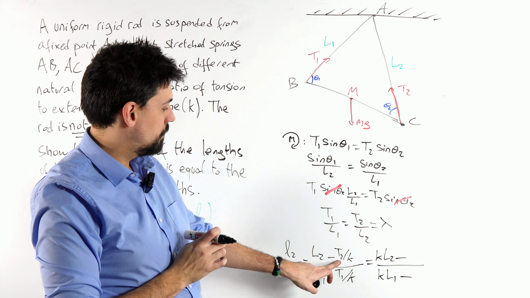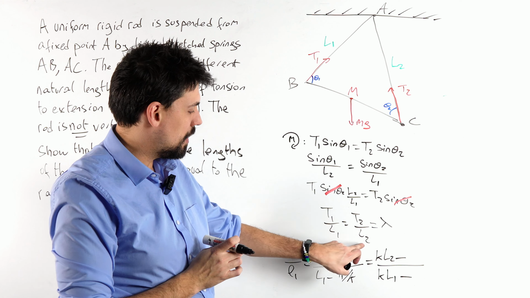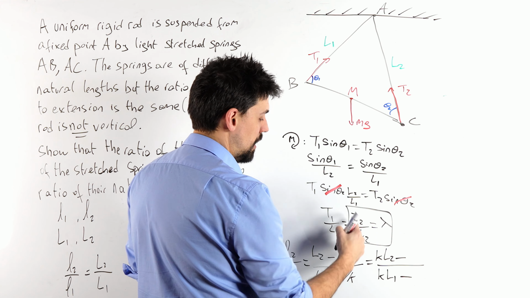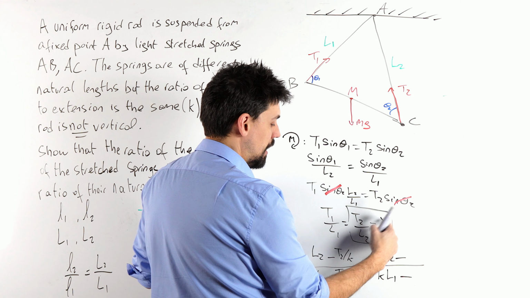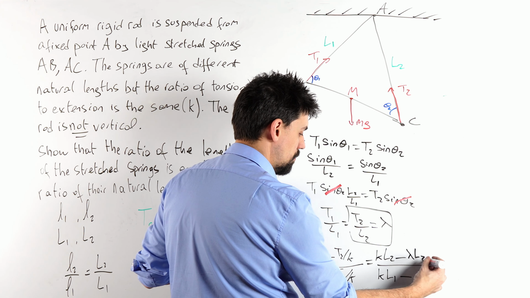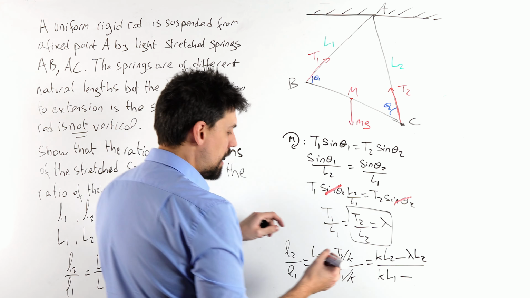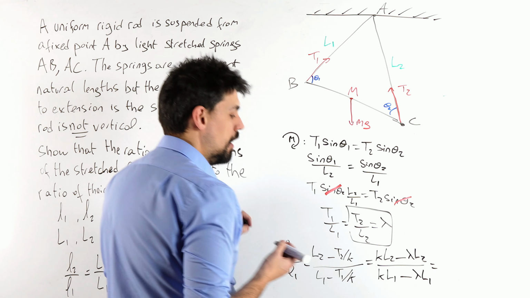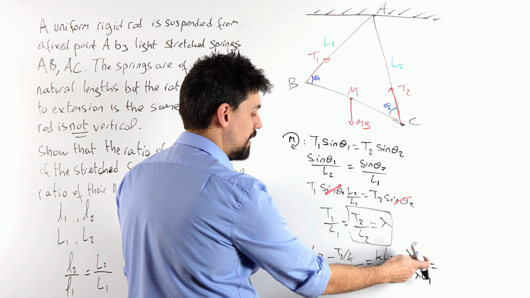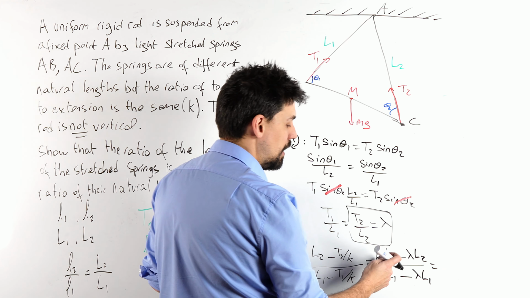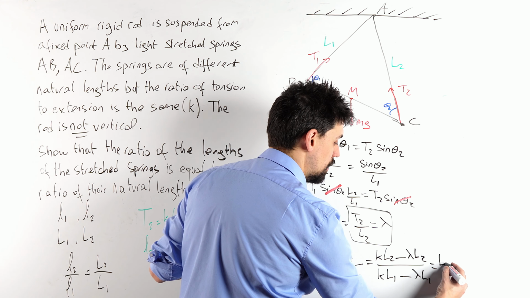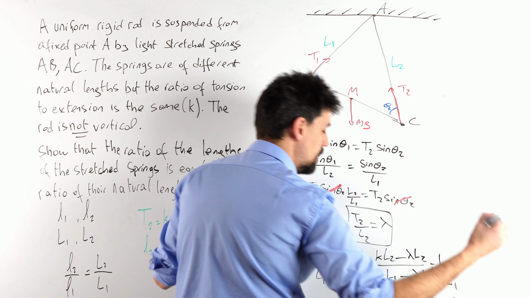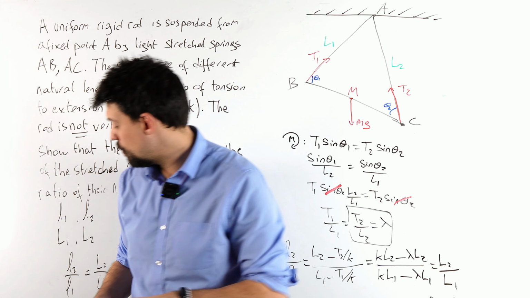Now T2, well, T2 is lambda l2, if I just rearrange this equation here. And in the same way, I can get that T1 is lambda l1. What you might see here, of course, is that I can take out an l2 and an l1, and the K minus lambdas will cancel out. QED. Beautiful, beautiful bit of mechanics.